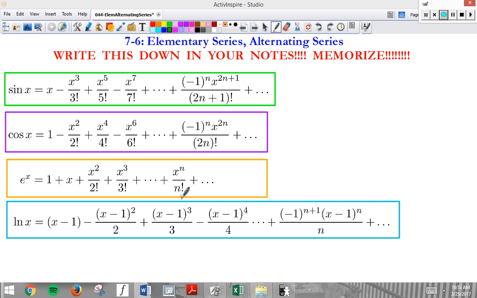For instance, one of the BC review questions that I gave out for spring break: find the coefficient of x to the sixth in the Taylor expansion for sine of x squared. That's almost an impossible task if you need to do the derivative. It's a question designed to test if you have memorized these four series.